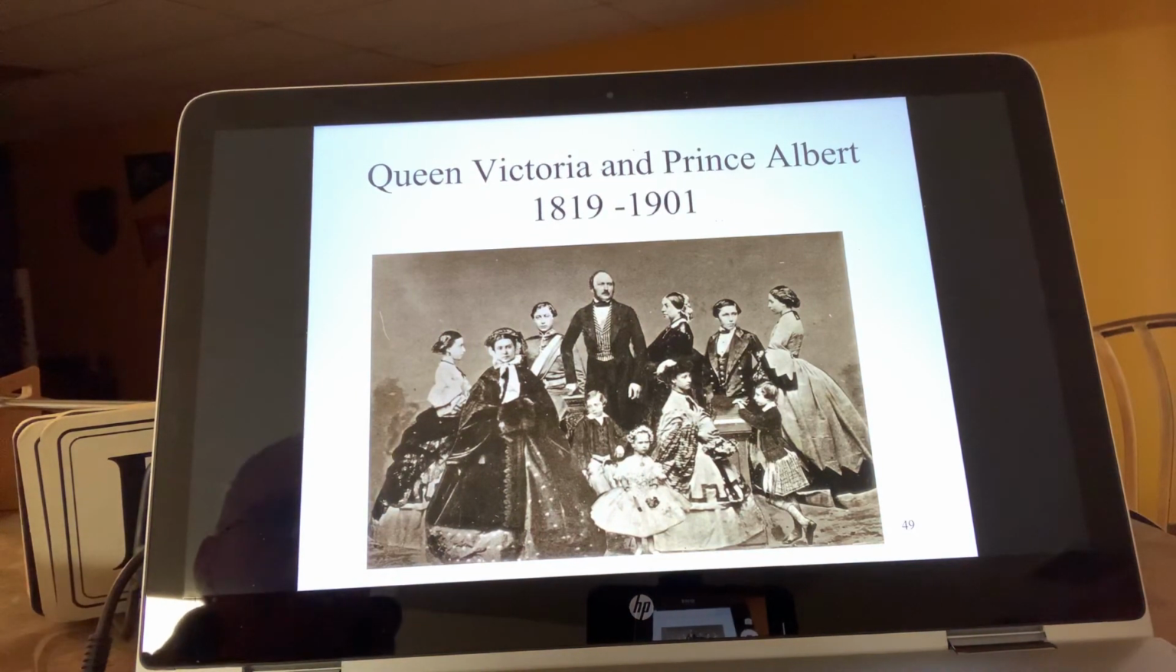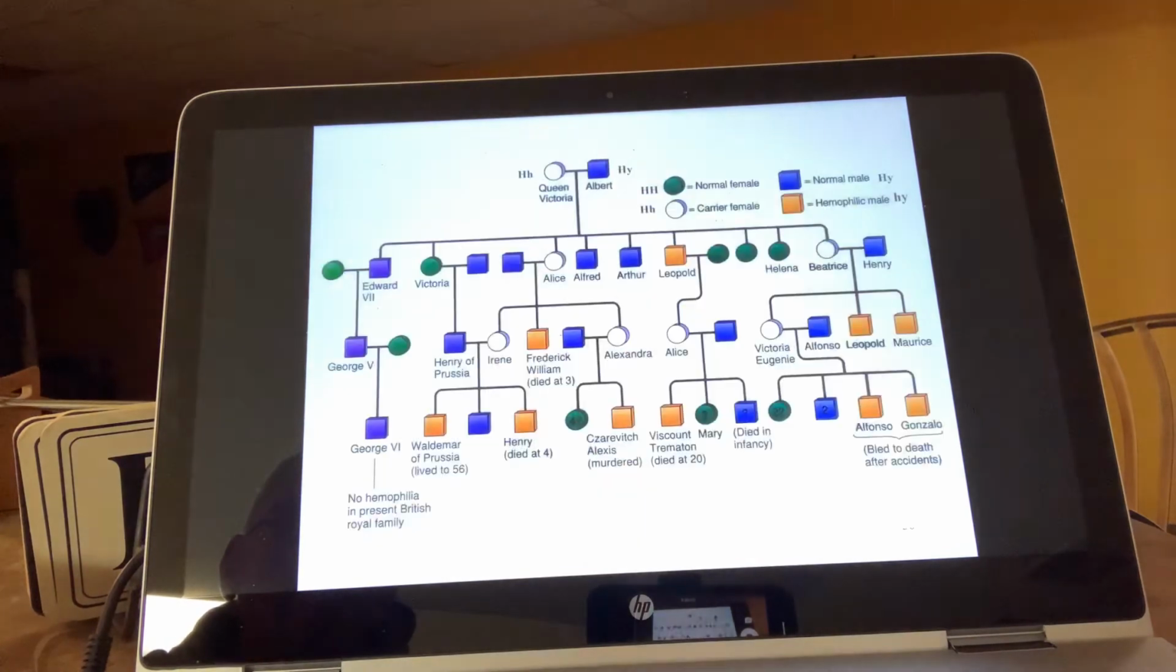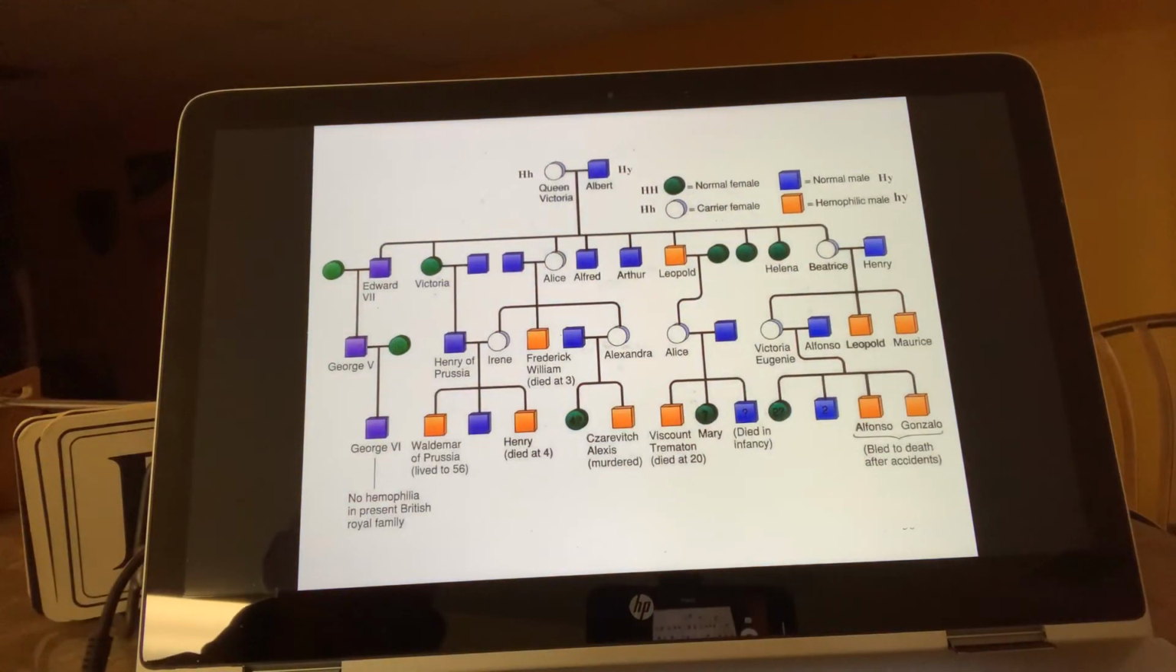Probably one of the most famous examples of hemophilia A is in the early 1800s royal family of Queen Victoria and Prince Albert. Queen Victoria, very famous Queen of England for many, many years, a very interesting individual. She was a carrier. She received the allele from her parents, but she did not have the disease.